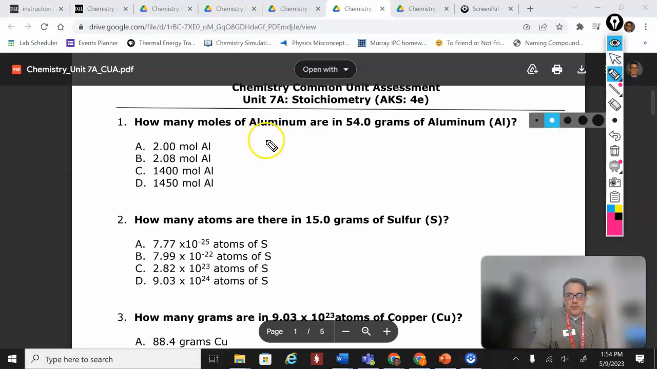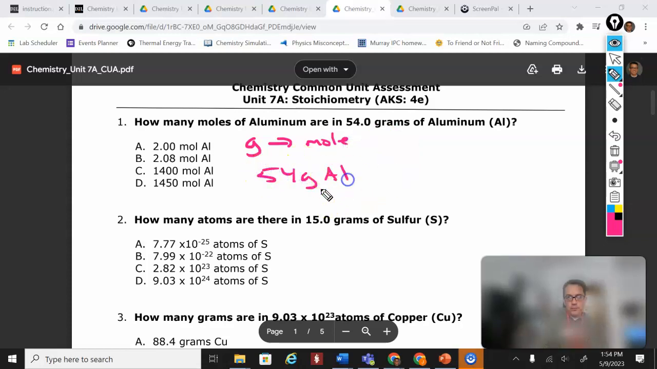All right, let's zip through these things. Number one: how many moles of aluminum are in 54 grams of aluminum? So we need to go from grams to moles. I've got 54 grams of aluminum. I need to divide out grams of aluminum and turn that into moles of aluminum.